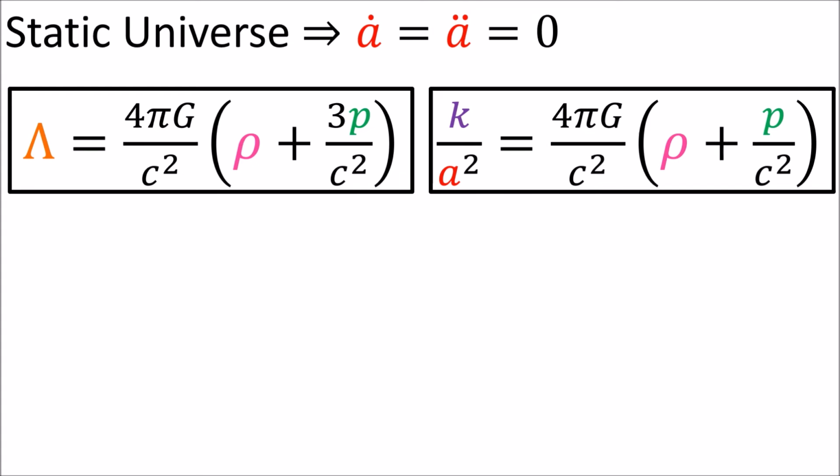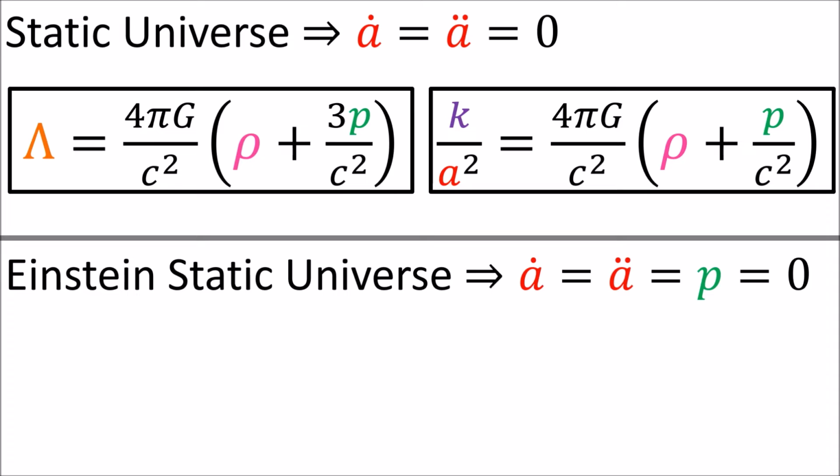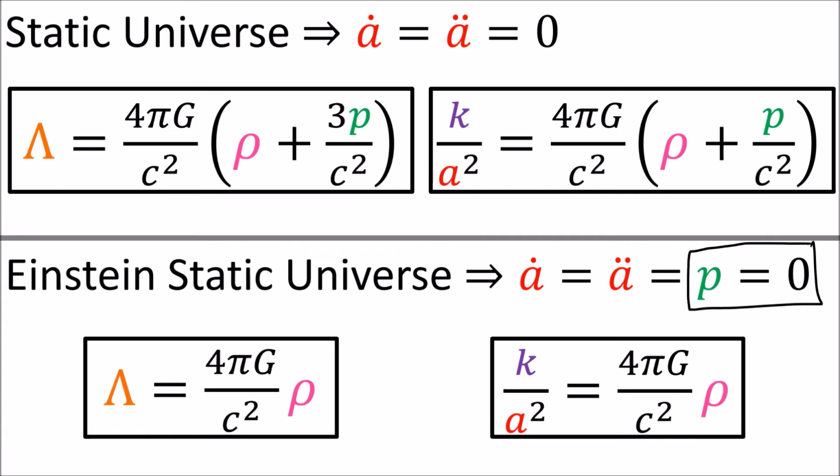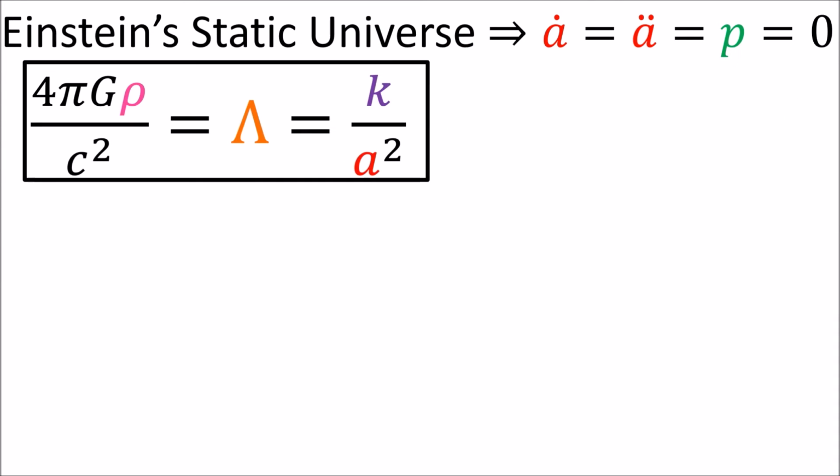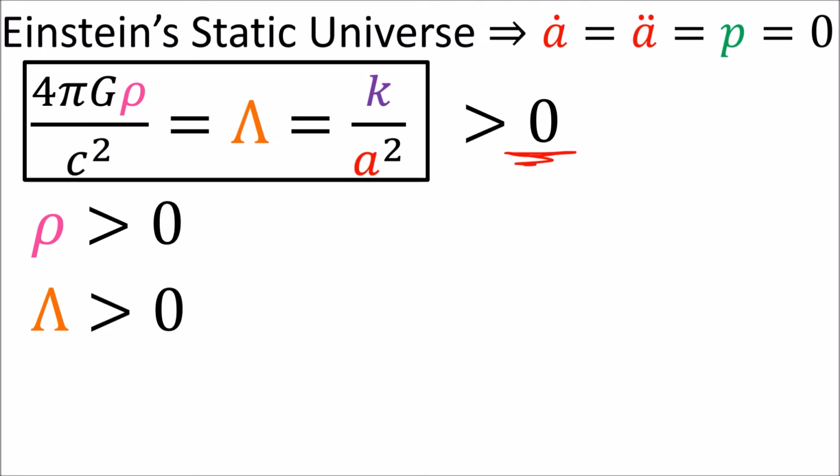So these formulas are true for a static universe, and Einstein's static universe from his 1917 paper also had 0 pressure, so this simplifies the formulas even further, so that they're all equal to each other. So we know that the mass density ρ must be positive, which means everything else in this formula must also be positive, including the cosmological constant and the curvature k.